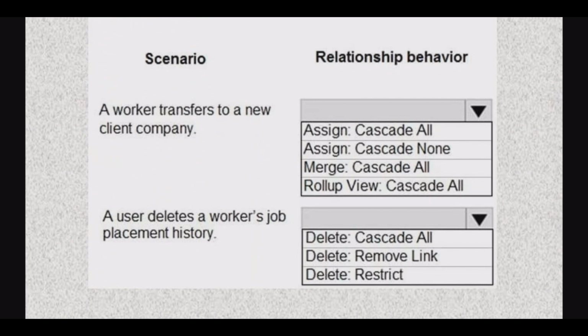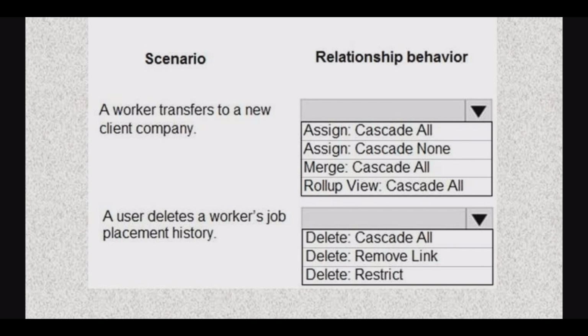Here is the scenario. The first scenario is the work transfers to a new client company. The options for the relationship behavior are: option first, assign cascade all. Option second, assign cascade none. Option third, merge cascade all. Option fourth, roll up view cascade all.